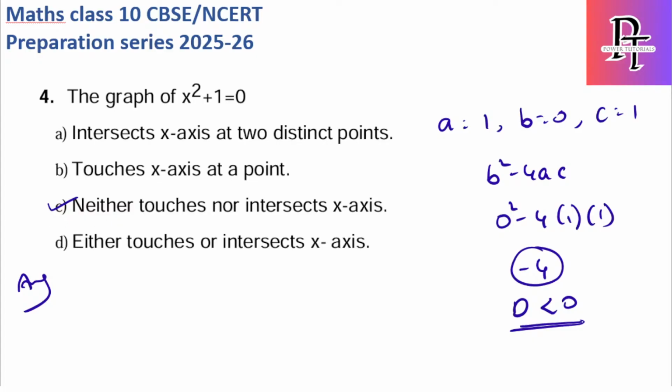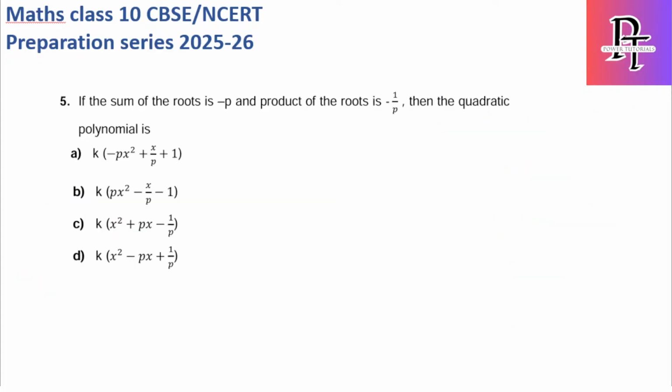If D is 0, then it touches the x-axis. If D is greater than 0, it intersects the x-axis at 2 points. But here we are getting D value less than 0, so it neither touches nor intersects the x-axis. Okay, let's see the 5th one.